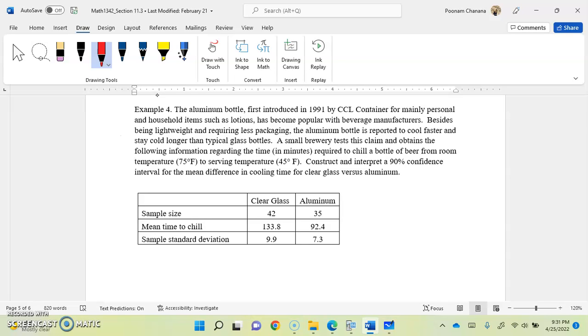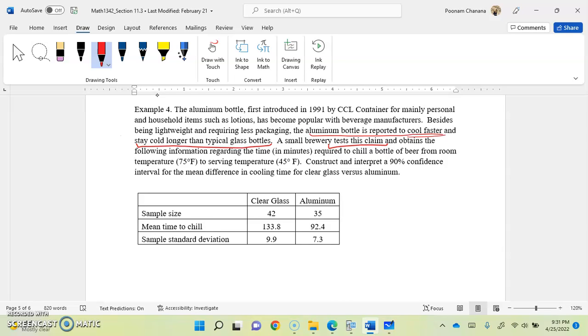Besides being lightweight and requiring less packaging, the aluminium bottle is claimed to cool faster and stay cold typically longer than a typical glass bottle. A small brewery tests this claim. So they are testing which bottle gets cold faster, the aluminium one or the glass bottle. They are claiming that the aluminium bottle gets cool faster than the glass bottle.